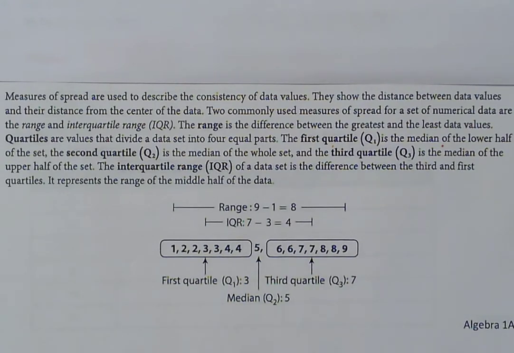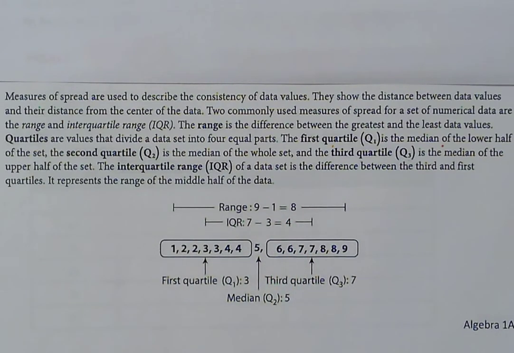Now if they ever ask you to find the range of a data set, the range is going to be taking the largest number and subtracting it by the smallest number. So we would do 9 minus 1, and our range would be 8.